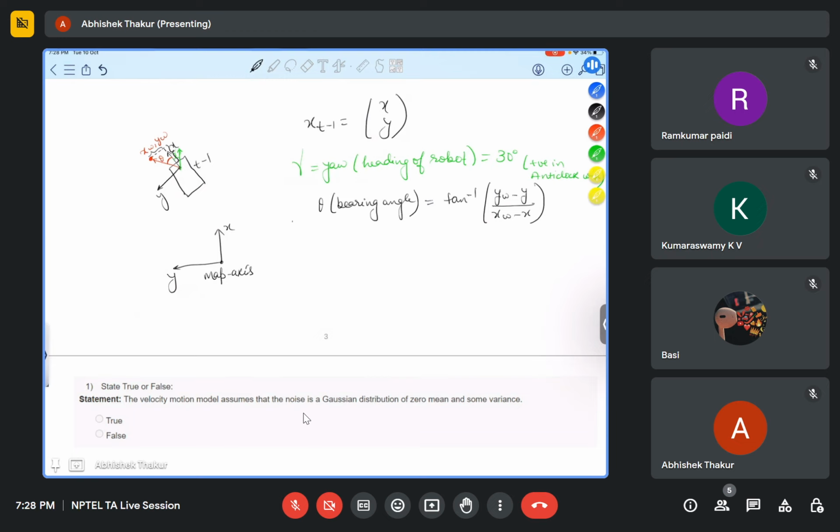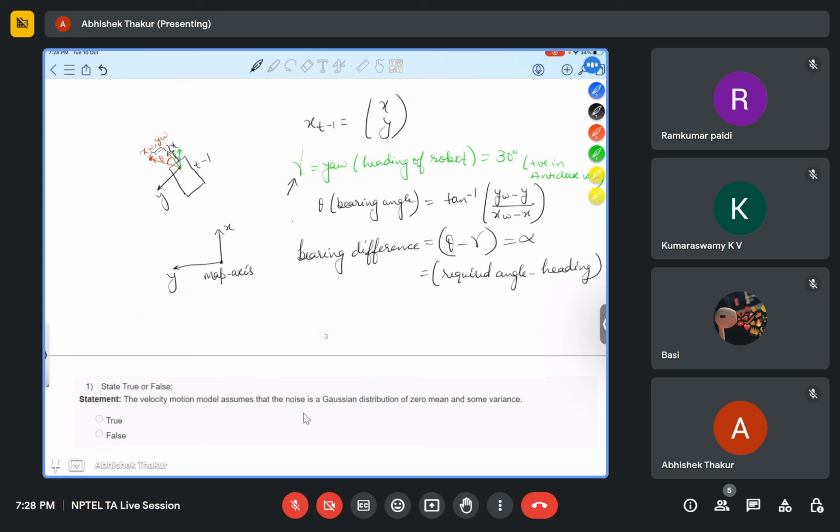Now the robot already has a heading gamma. So how much does the robot have to turn now with respect to the map axis? So the bearing difference is equal to, the required angle is theta and the heading of the robot is gamma. So this is theta minus gamma, like the required angle minus the heading. This we can take as alpha.